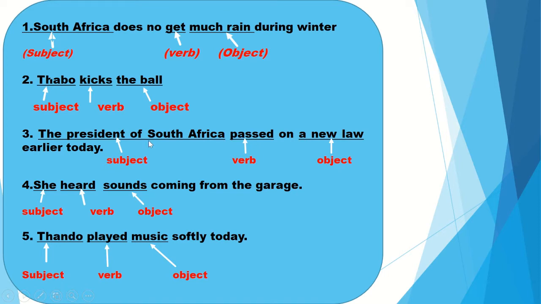The third sentence: the president of South Africa passed on a new law earlier today. The president of South Africa becomes our subject. Passed becomes our verb. What did he pass? He passed a new law. So a new law becomes our object. The fourth sentence: she heard sounds coming from the garage. She becomes the subject. Heard, verb. What did she hear? She heard sounds. So the word sounds becomes our object because that is what is affected by the action, which is the verb.